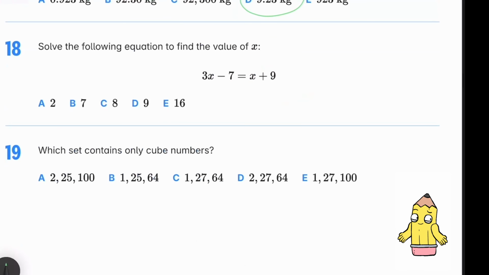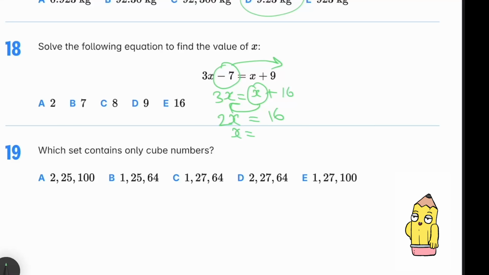Question 18. Solve the following equation to find the value of x. So we need to rearrange the equation by isolating x. So let's start by isolating all of the x terms on the left-hand side. So again, we can take the minus 7 over. So that's 3x equals x plus 9 plus 7, which is 16. We can take the x over from here, and that's 2x, as it's a minus x, equals 16. So x will equal 8.